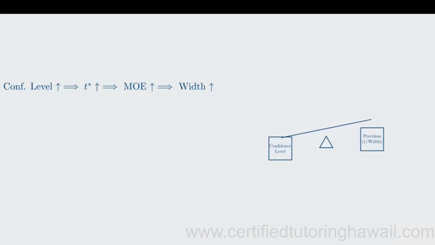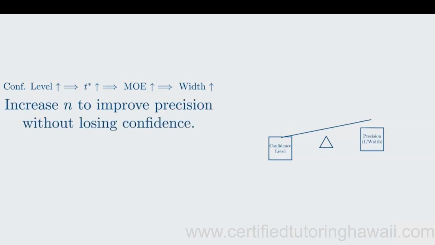If you want a more precise estimate, a narrow interval, you have to accept a lower level of confidence unless you can increase your sample size. When one goes up, the other tends to go down. The only free lunch in statistics is increasing the sample size, which allows you to improve precision without losing confidence.